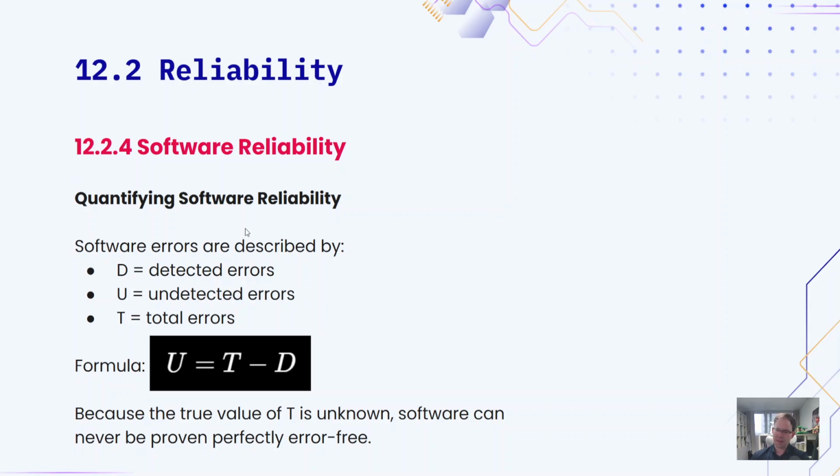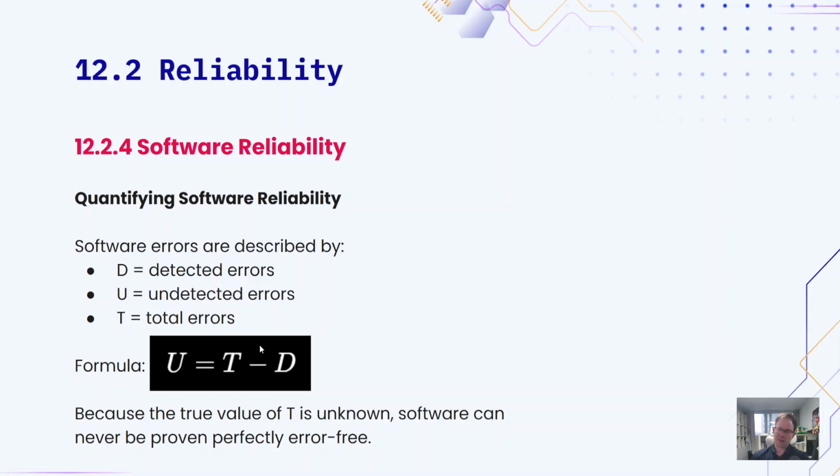Software reliability. When we talk about software errors, we can talk about detected errors, D, undetected errors, U, and total errors, T. So the equation for this is: how many undetected errors are there? Well, U = T - D, the total errors minus the detected errors. And then you could switch these around. The true value of T is unknown, so software can never be proven perfectly error-free.